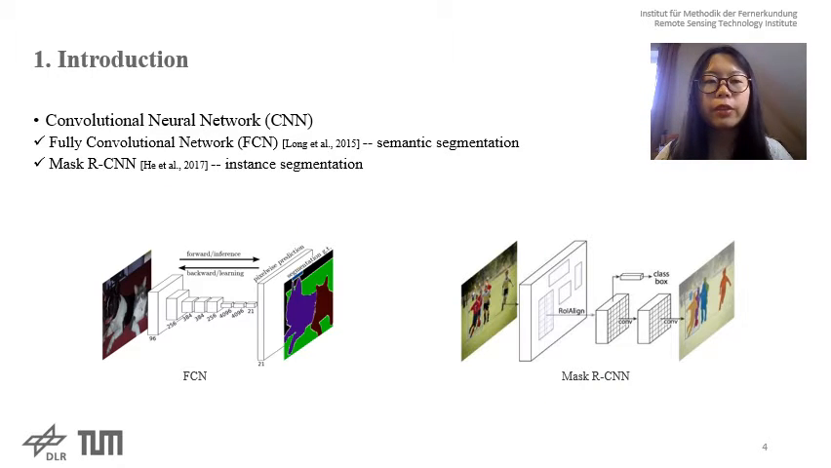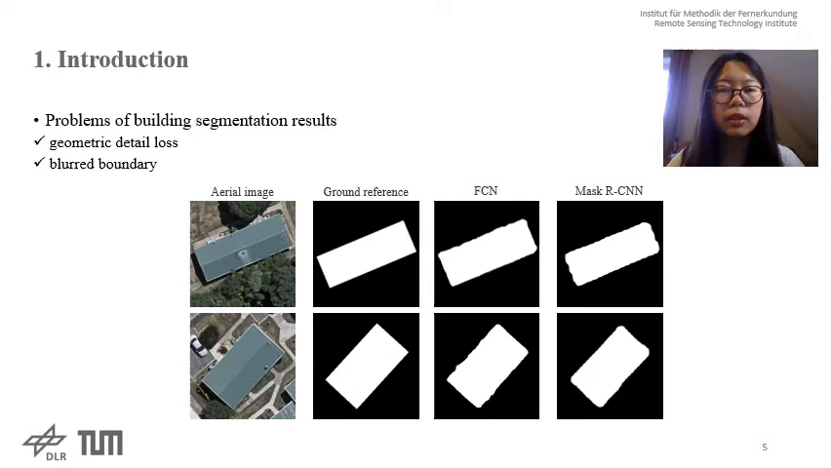Recently, convolutional neural networks have been successfully applied to the building segmentation task. One is the fully convolutional network for semantic segmentation. Another network is Mask R-CNN for instance segmentation. However, when we zoom in on the results, we found they are not perfect. First, the geometric details of the buildings are lost, and the boundaries are also blurred.